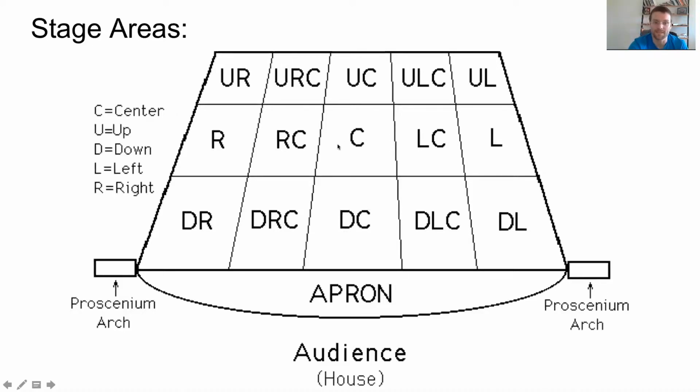So we have center stage here, up center, down center. Now, obviously you're going, wait a minute, that's my left. Nope. If you were on stage looking at the audience, that would be your right. So we call that stage right. So this is upstage right, or up right. Stage right, down right. Now, usually we tend to just break the stage into quadrants. So we just say up right, up left, down right, down left.